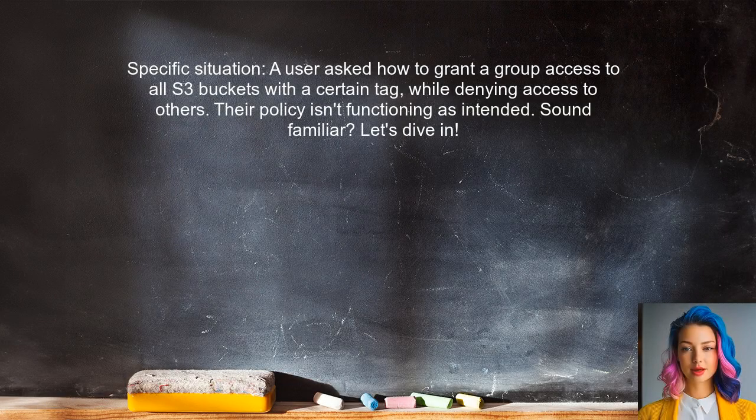Here's the specific situation we're addressing. A user asked how to grant a group access to all S3 buckets with a certain tag while denying access to others. They shared their policy, but it just isn't functioning as intended. Sound familiar? Let's dive into this.